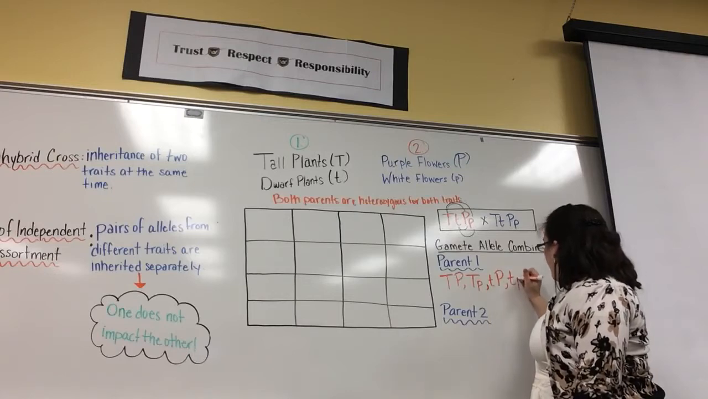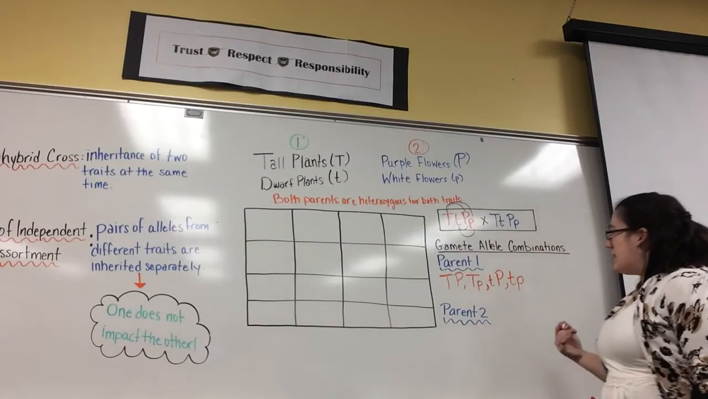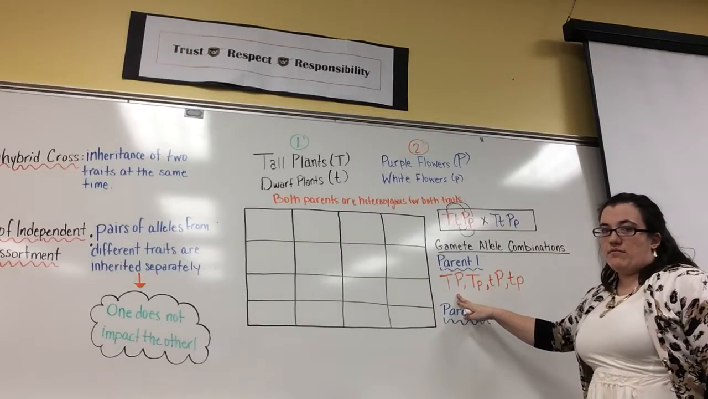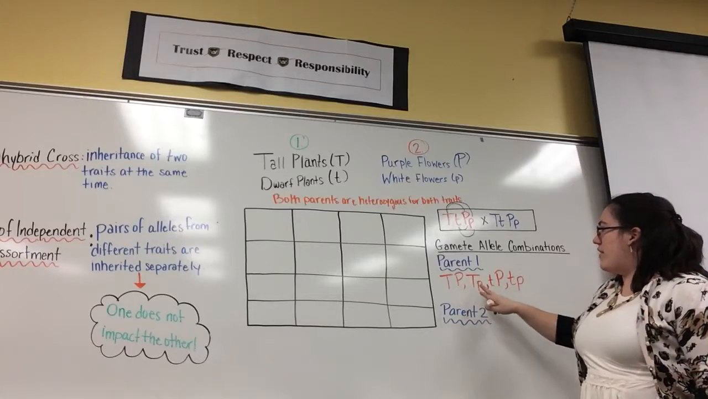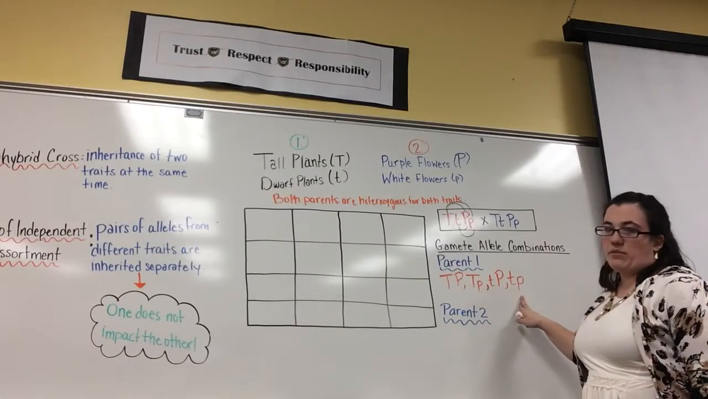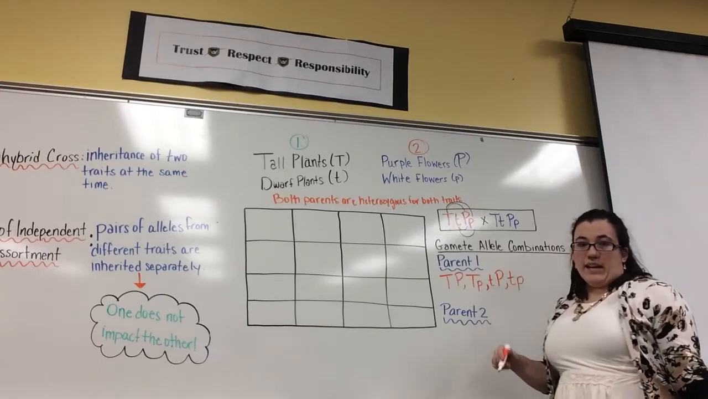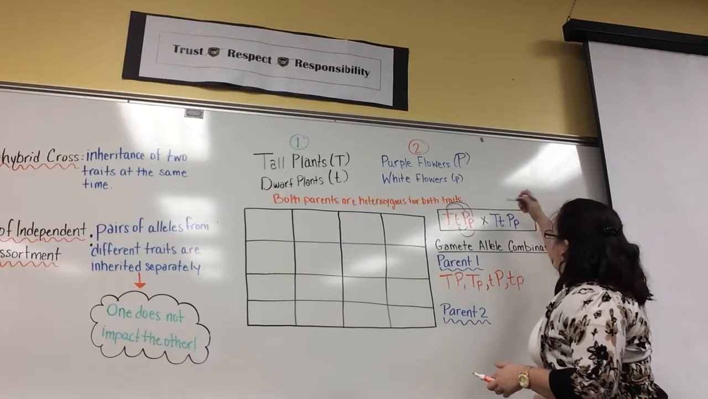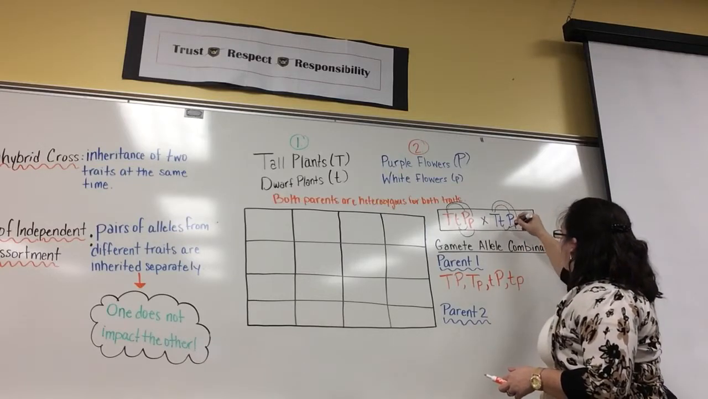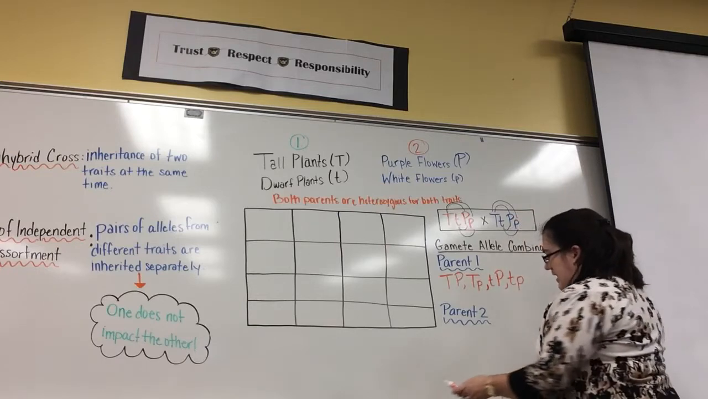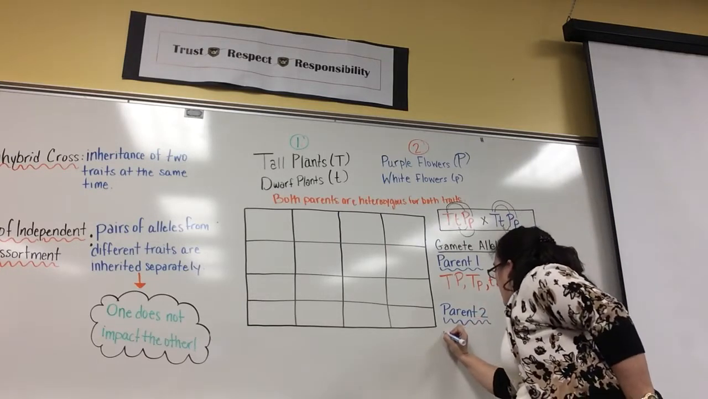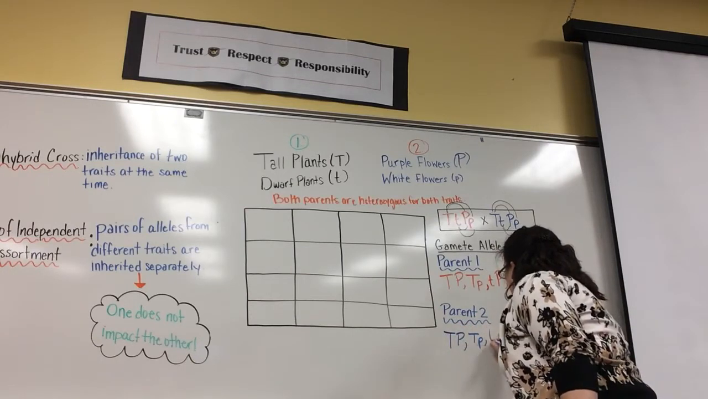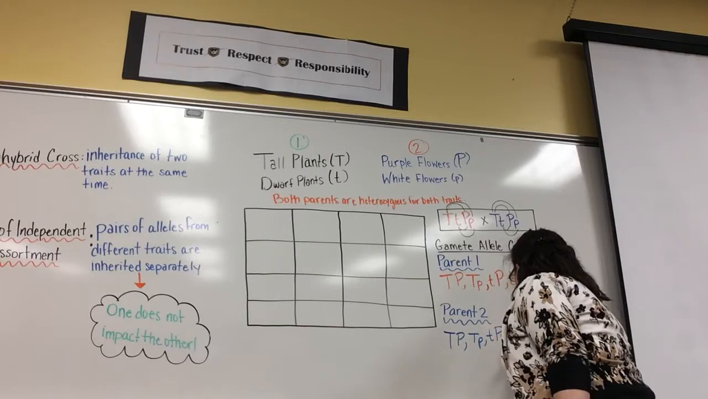Now, personally, I like to start with the completely dominant, then the heterozygous kind of, and then the completely recessive. But you can do it however you'd like. That's just how I choose to do it. Now, parent number 2, if you pair these up the same way, you will get the same things because they are both heterozygous individuals. So both parents will give big T, big P, big T, little p, little t, big P, little t, little p.